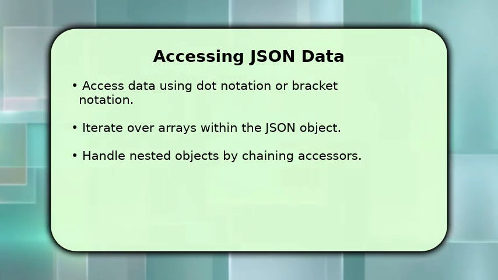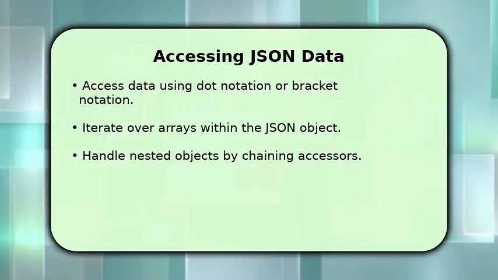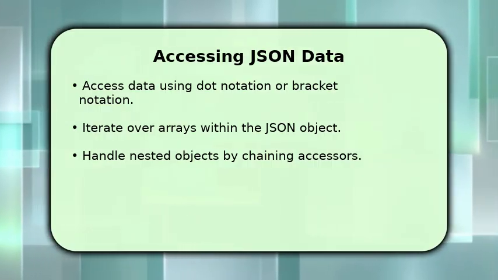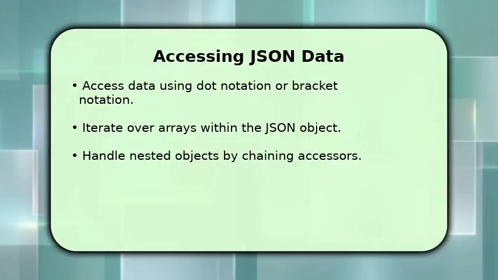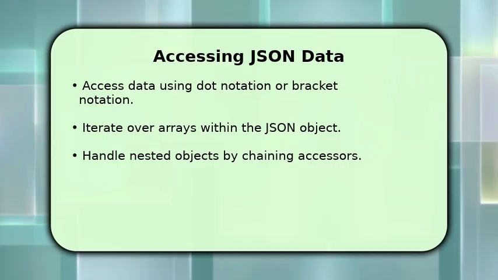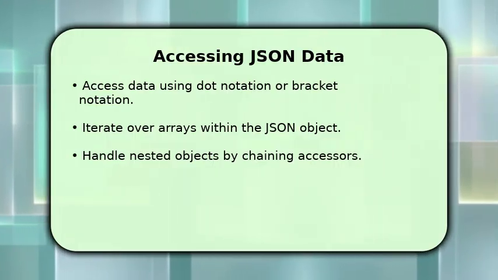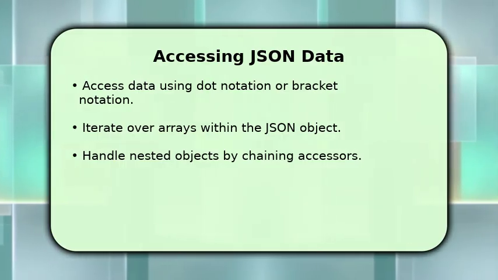You can use standard dot notation, like data.propertyName, or bracket notation, data['propertyName'], especially for properties with special characters or dynamic names. If your JSON contains arrays, you can iterate over them using loops or array methods like forEach. For nested objects, simply chain your accessors to reach the desired values.